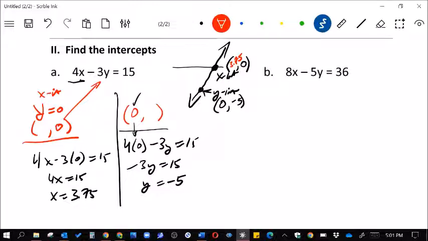Okay, so I want to put that one in red. There. So the x-intercept is 3.75 and the y-intercept is negative 5. The points where they are is this coordinate point, but the intercepts themselves are just the number with the x and y there. All right, now let's do that with this one.